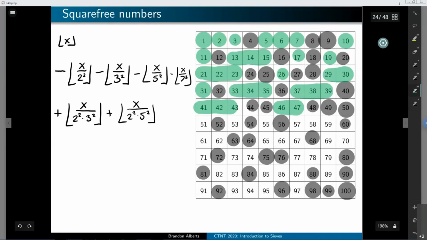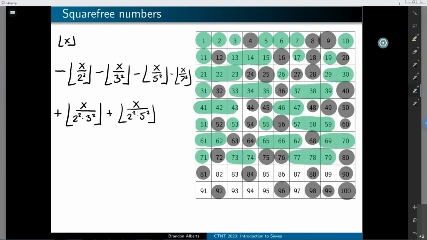And we keep going. The next square is 64, but 64 and all of its multiples are already removed because those are divisible by 4. Keep going. The next square is 81. But 81 and all of its multiples are already removed because those are multiples of 9. And then after 81, the next square is actually 100. But 100 and all of its multiples are already removed because those are multiples of 4.